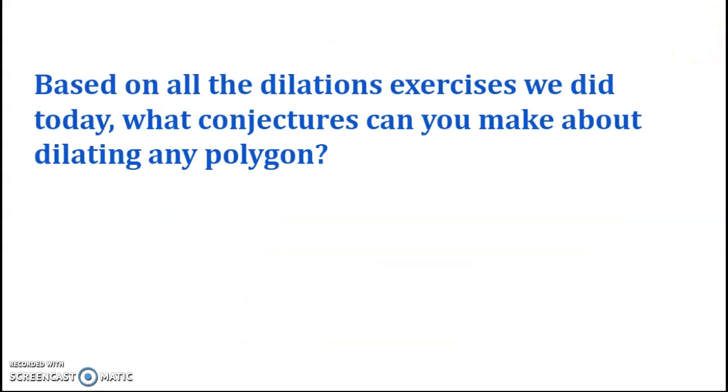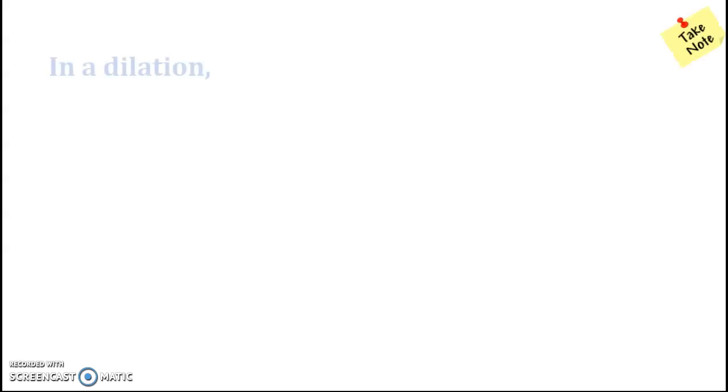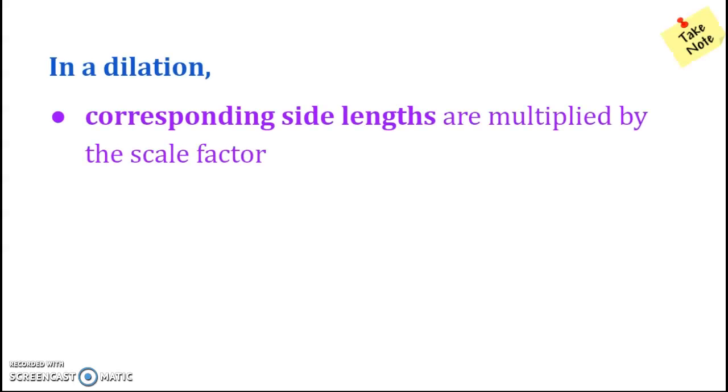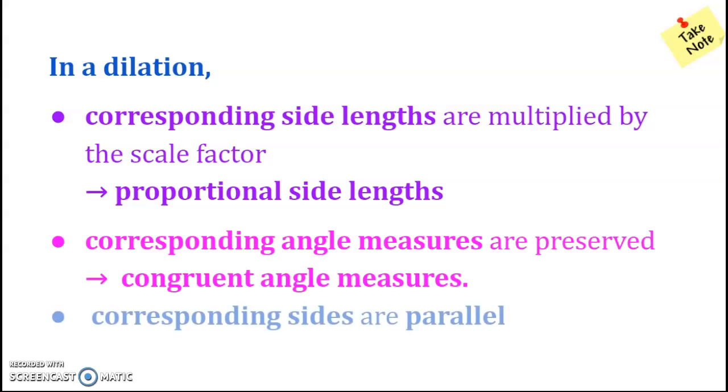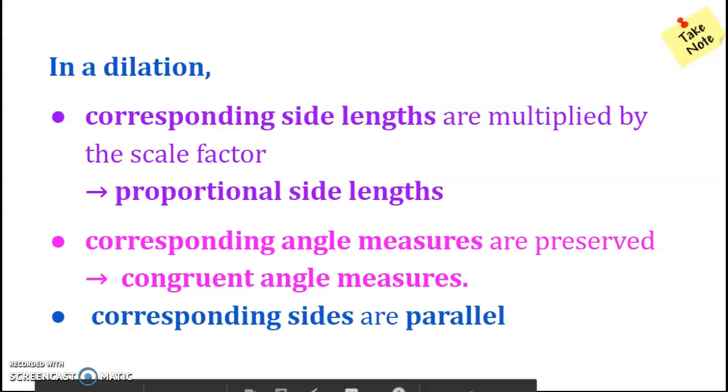And then finally, based on all the dilation exercises we did today, what conjectures can you make about dilating any polygon? Just a quick summary of what we discovered. The corresponding side lengths are multiplied by the same factor. So the side lengths of the dilated figure are proportional, proportional by the scale factor. And then corresponding angle measures are preserved, which means the angle measures are congruent. And finally, the corresponding sides are parallel.